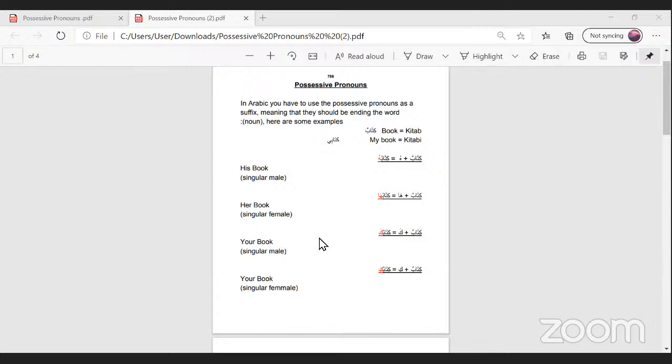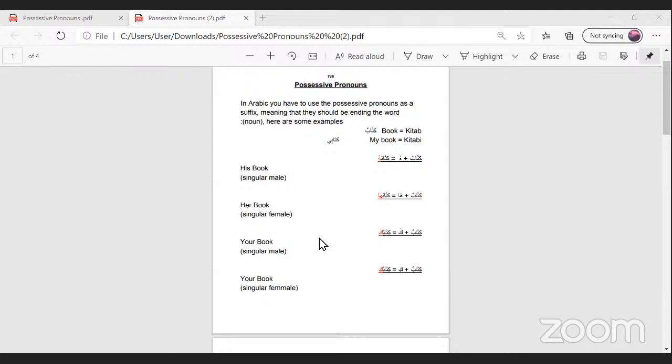Would you be able to do the word Baytun? Baytun. Baytuhu, his house. Correct. Baytuha, her house, correct. Baytuki, singular. No, Baytuka with a fatha first, which means for a boy, and with a kasra it is Baytuki for a female.